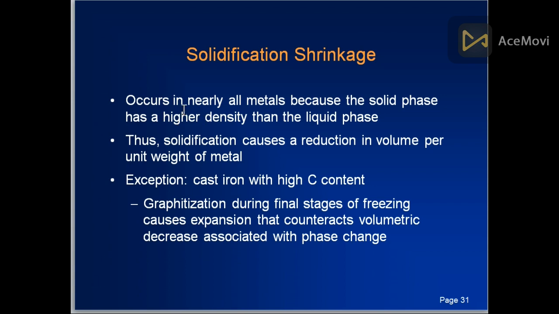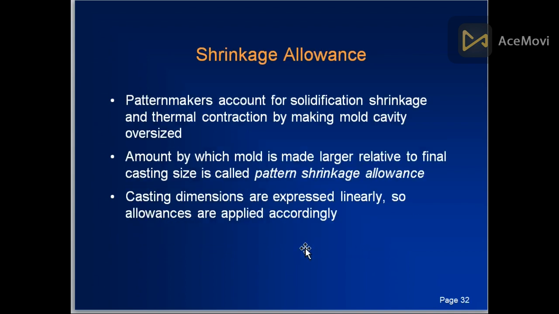Solidification shrinkage occurs in nearly all metals because the solid phase has higher density, and thus solidification causes a reduction in volume per unit weight of metal. The exception is cast iron with high carbon content. Graphitization during the final stages of freezing causes expansion that counteracts the volumetric decrease associated with the phase change. Shrinkage allowances are also made by pattern makers to account for solidification shrinkage and thermal contraction by making the mold cavity oversized. The amount by which the mold is made larger relative to the final casting is called the pattern shrinkage allowance. Casting dimensions are expressed linearly, so allowances are applied accordingly.